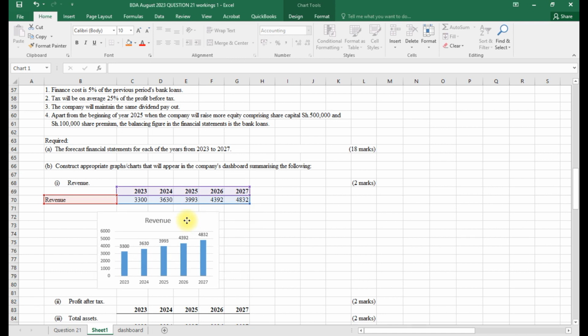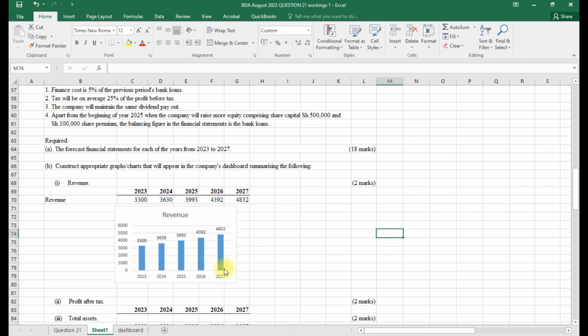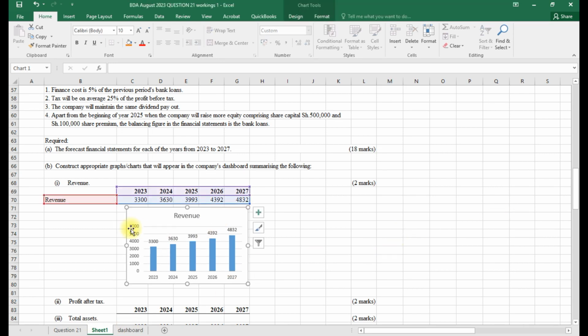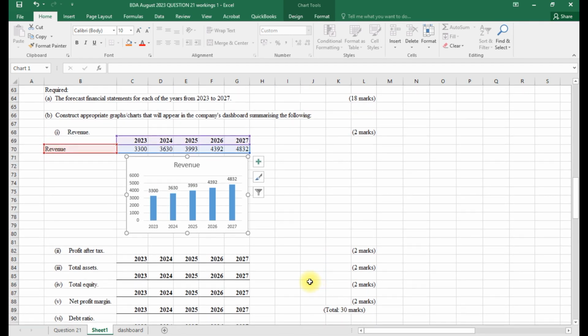Yeah, so that's my revenue chart. If I was to take it to the dashboard, I will show you later, but that's how that first part for 2 marks works. I'll need to come up with a bar graph to show the revenue. The second one was profit after tax.